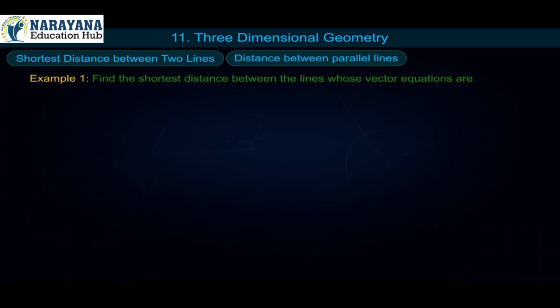Example 1. Find the shortest distance between the lines whose vector equations are vector r is equal to (1 minus t) i cap plus (t minus 2) j cap plus (3 minus 2t) k cap, and vector r is equal to (s plus 1) i cap plus (2s minus 1) j cap minus (2s plus 1) k cap. Solution.